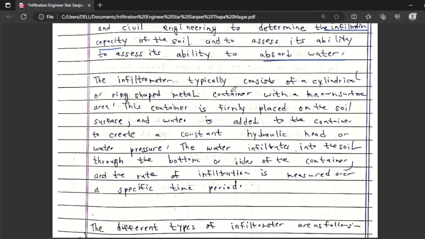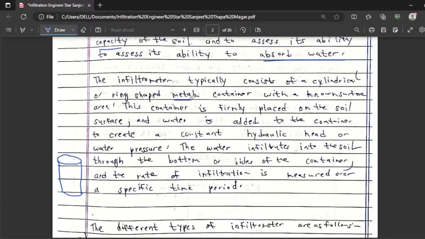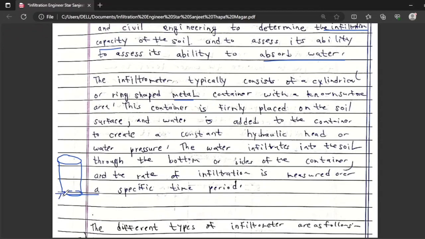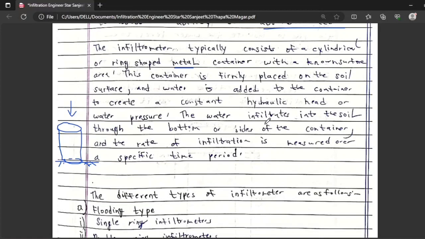An infiltrometer typically consists of a cylindrical or ring shaped metal container. This is a cylindrical or ring shaped container made of metal. With a known surface area, this container is firmly placed on the soil surface. This is the soil surface, and water is added to the container to create a constant hydraulic head or water pressure. The water infiltrates into the soil.